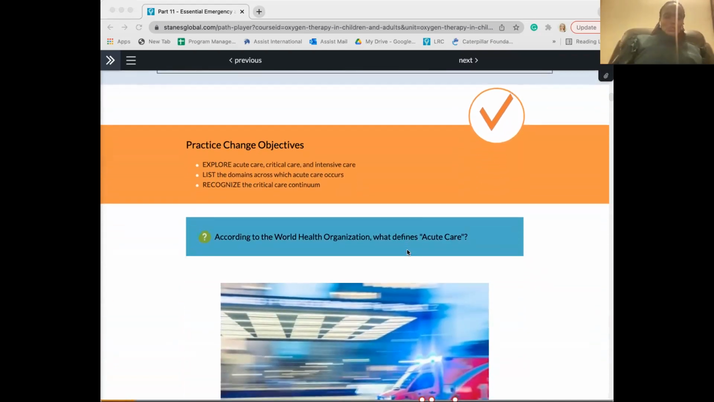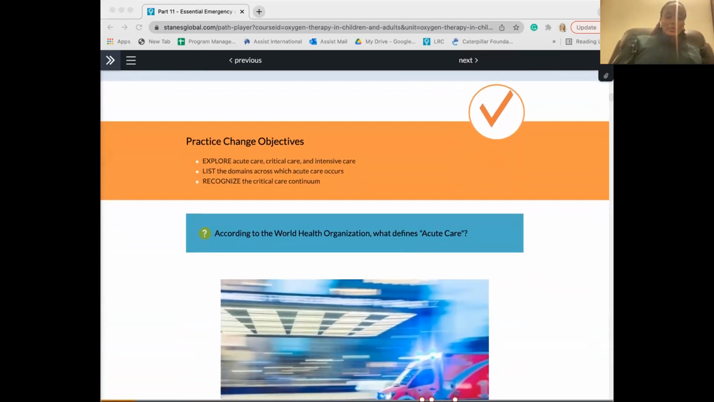So practice change. What do you want to explore? Explore acute care. What does acute care mean? What does it entail? Explore critical care. When do we say this is critical care and when do you say this is acute care? And what is intensive care? List the domains across which acute care occurs and recognize the critical care continuum.